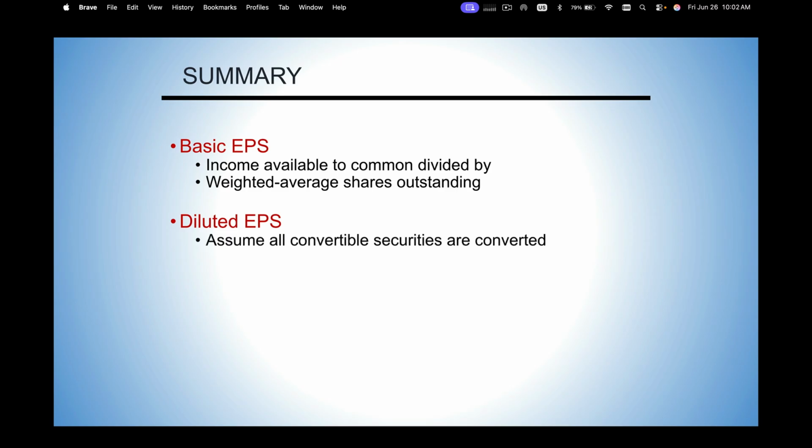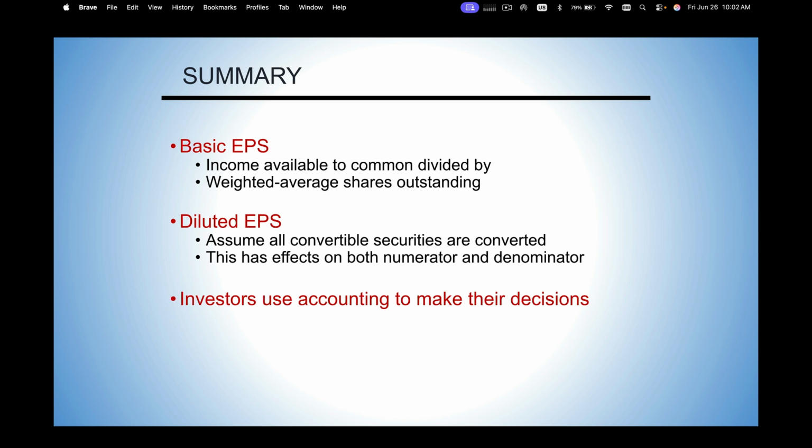That is, we assume that all convertible securities are converted either at the beginning of the year or when they're actually issued, if that occurs during the year. This affects normally both the numerator and denominator. If it's preferred stock that's convertible or convertible bonds, we're going to have a numerator effect. We won't have a subtraction for preferred dividends or the interest expense effect on earnings net of the tax effect of the additional earnings when we eliminate the interest.